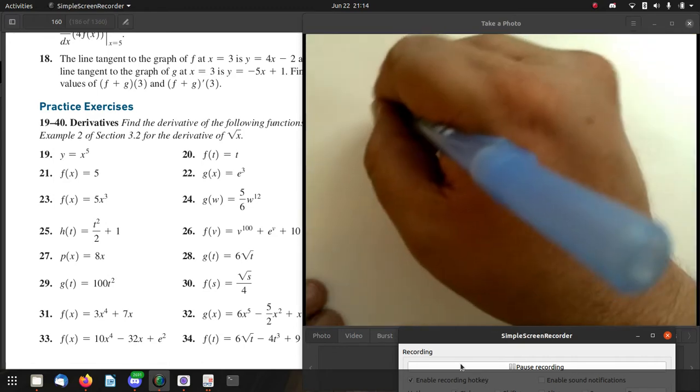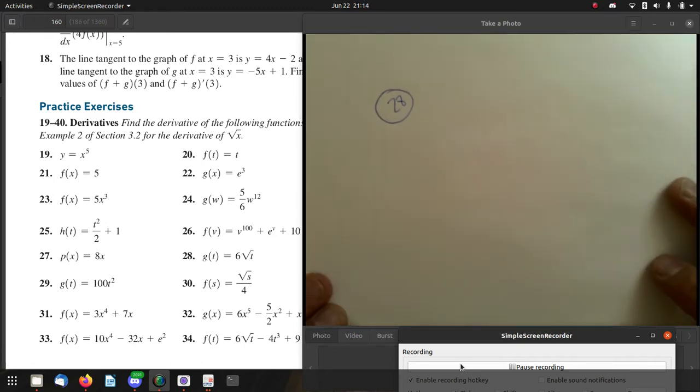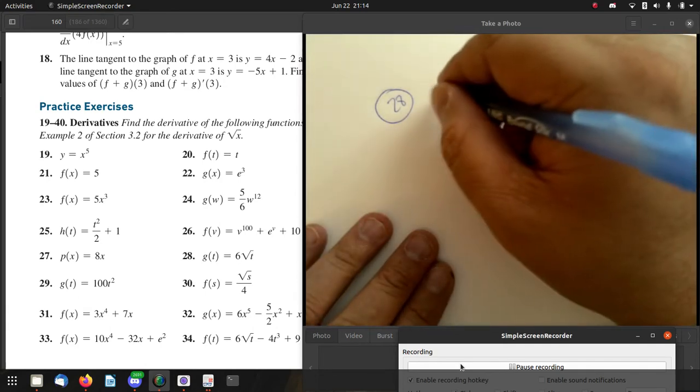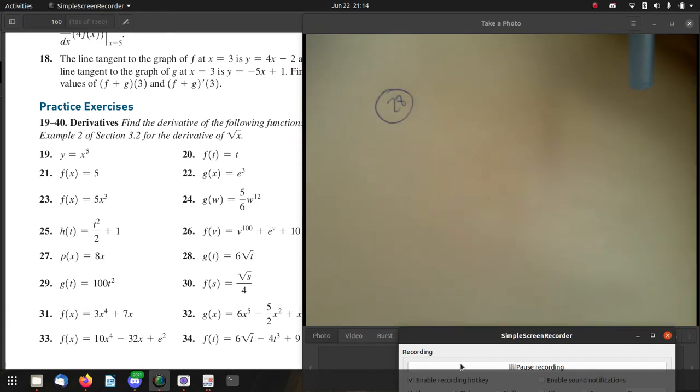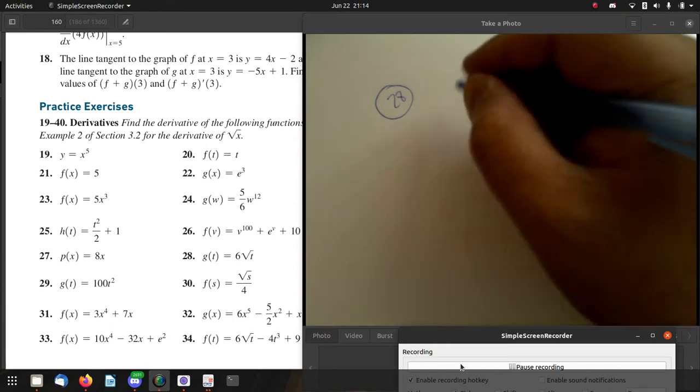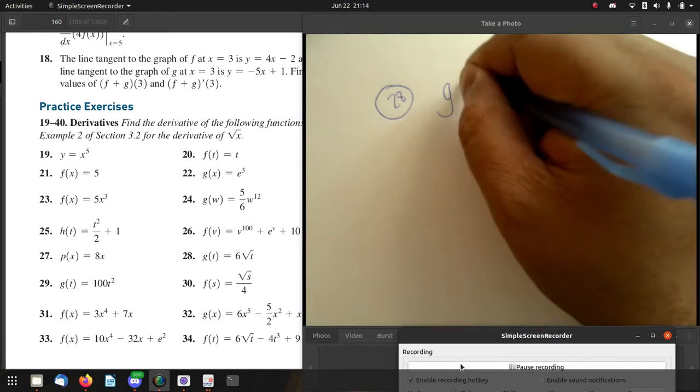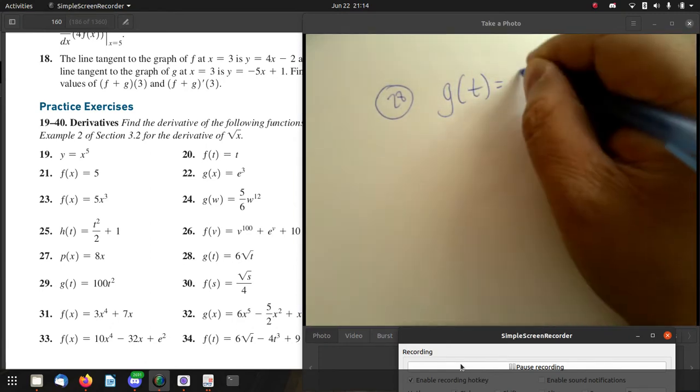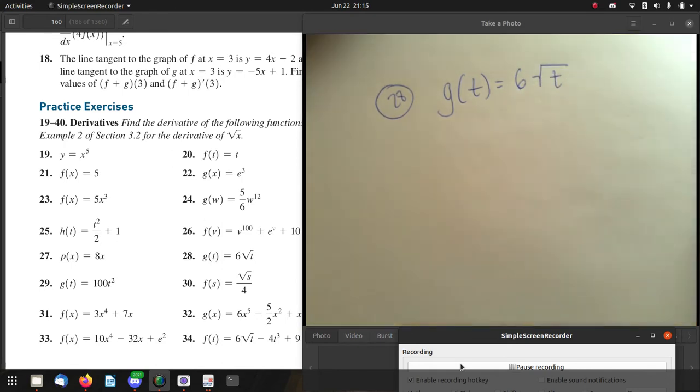Let's go ahead and head over to 28 and let's keep doing these for practice, and you guys do the other ones and we'll go from there. All right, so 28 is g of t equals 6 square root of t.